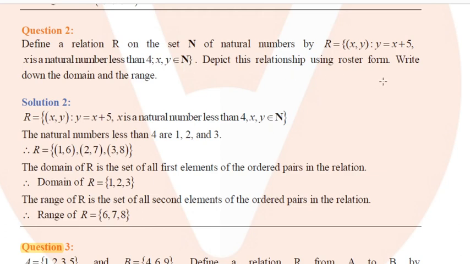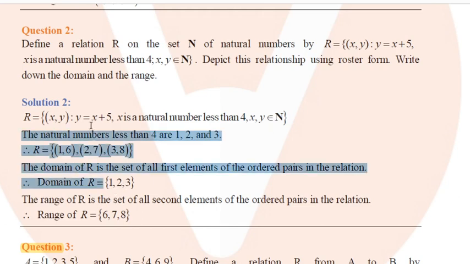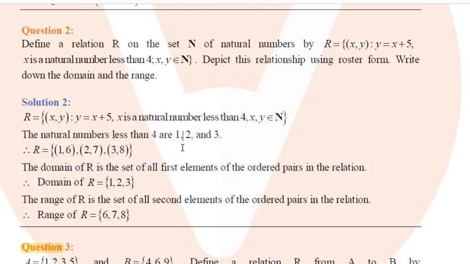Depict the relation using the roster form. Write down the domain and the range. Domain is all the possible elements of the x values. What are the possible values of x? Only 1, 2, 3 because less than 4. The domain is 1, 2, 3. After that you have to write the range, and you have to write this relation in roster form. Roster form means inside the curly brackets.